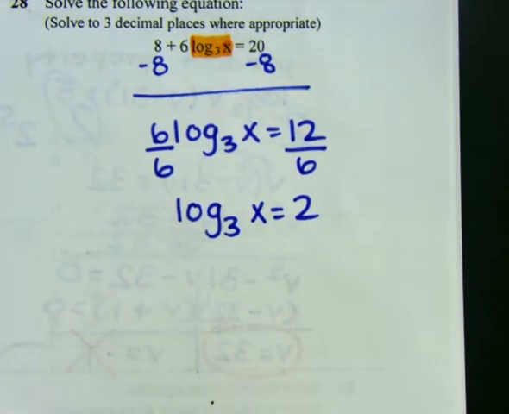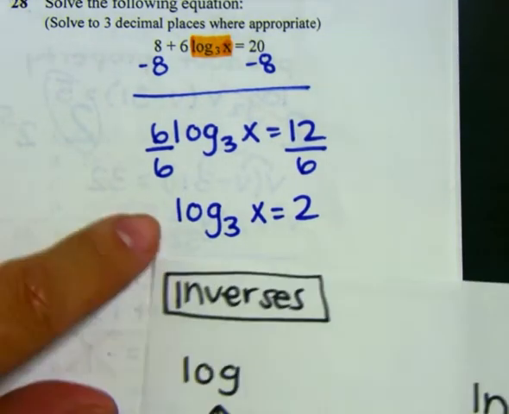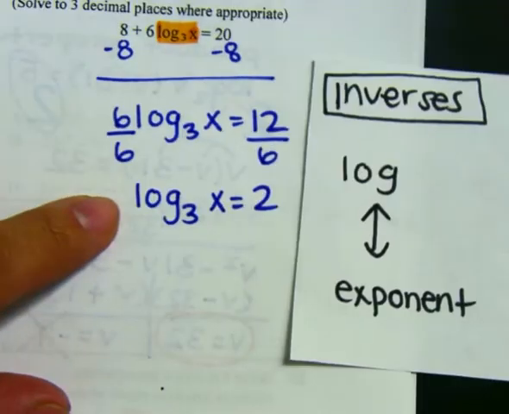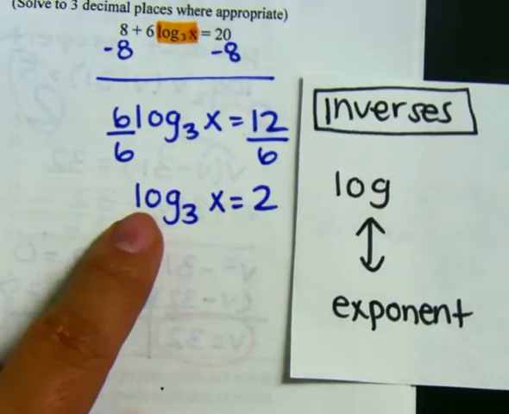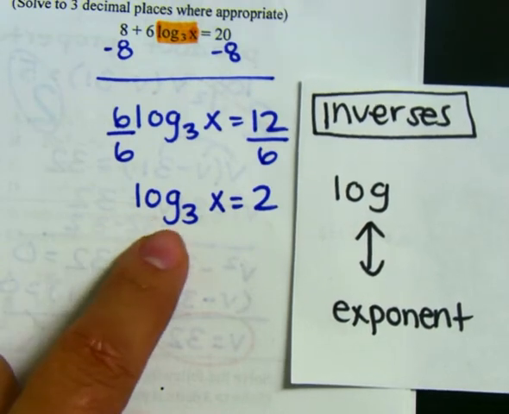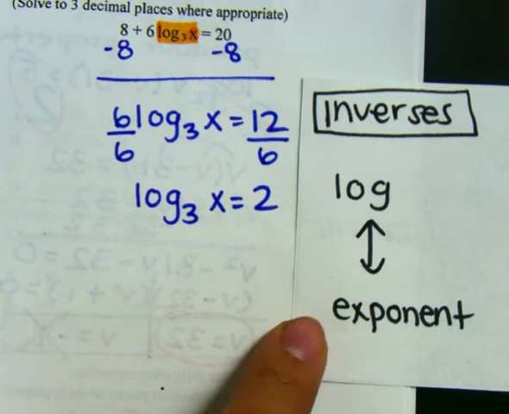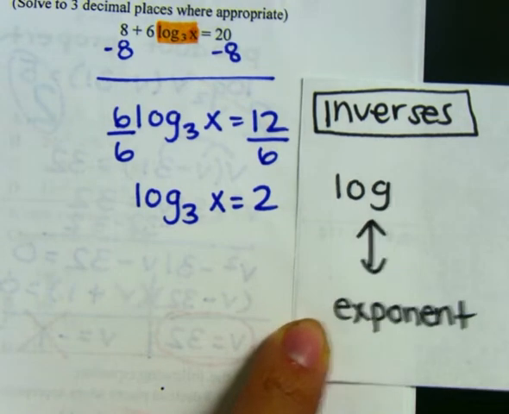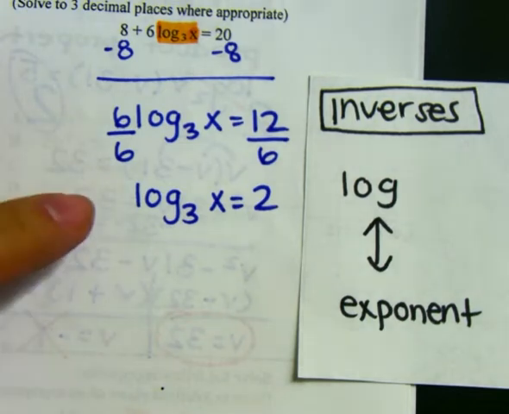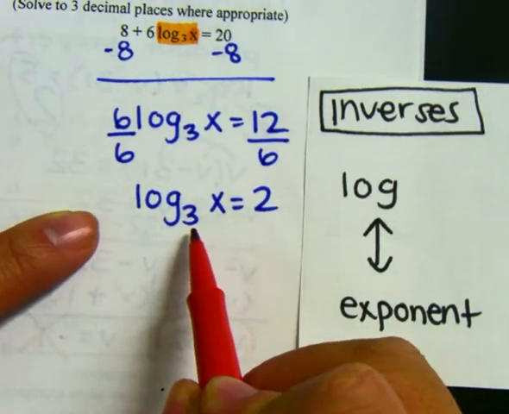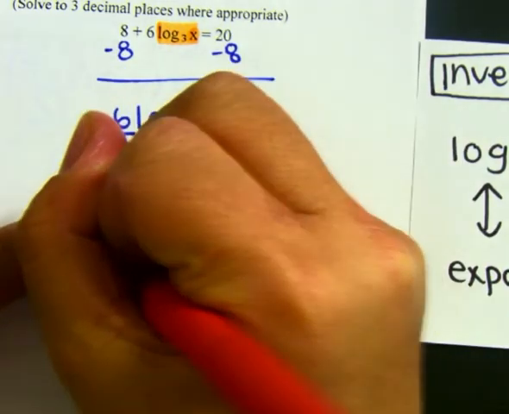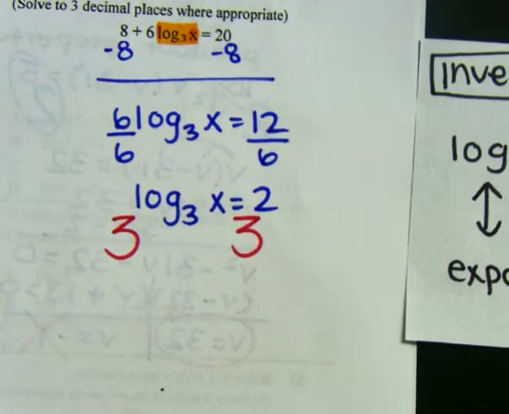Okay, so then my question is, do you right now have a log or do you have an exponent? And the answer is you have a log. So to undo this log, you have to give an exponent. To undo the log, you give an exponent because they are inverses of each other. So to get rid of this log base 3, you need to give an exponent of 3 to both sides.